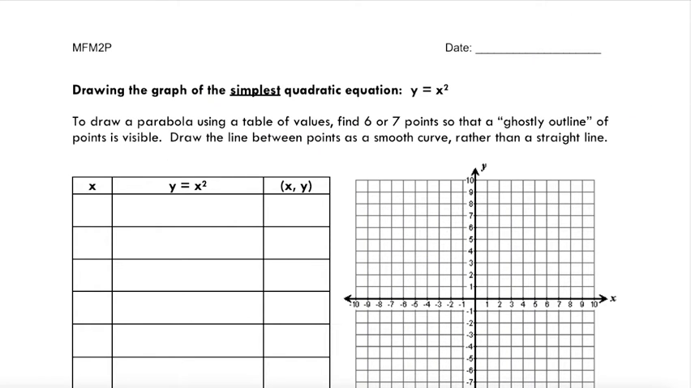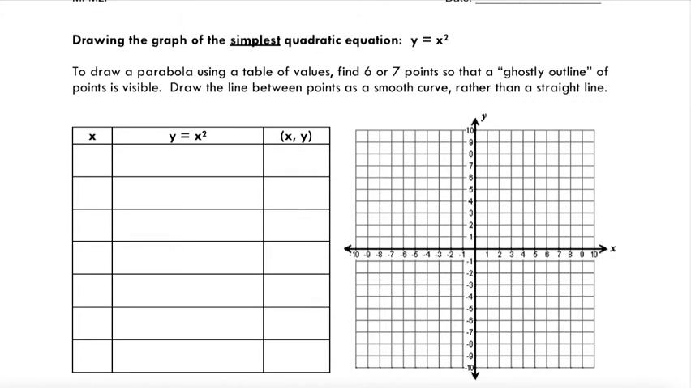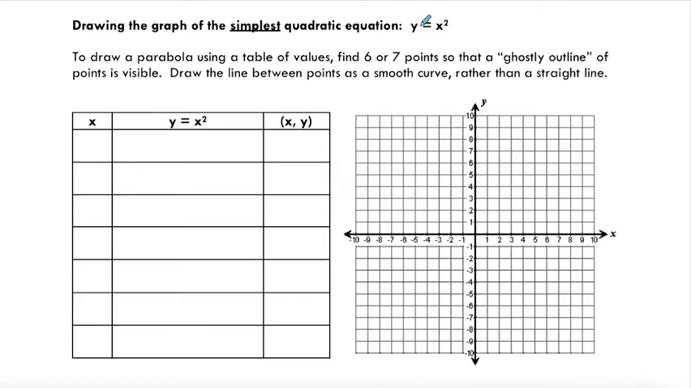So now we're going to think about, how do we draw this curve? What does this curve look like exactly? So we're going to start with the simplest quadratic equation, which is y equals x squared. And to draw a parabola using a table of values, we're going to find about 6 or 7 points so that we create a ghostly outline.